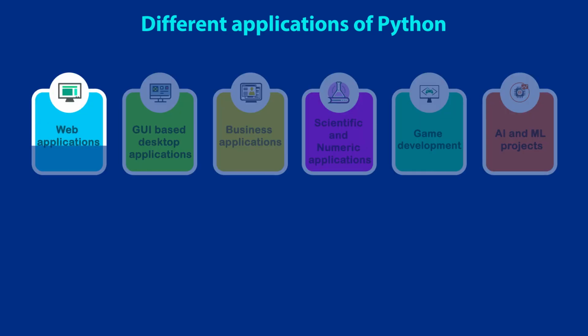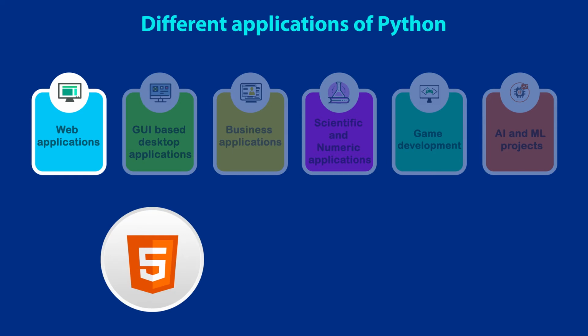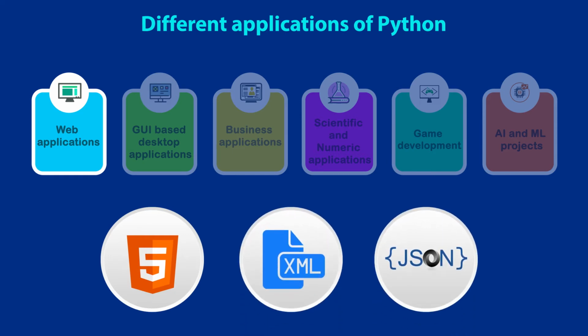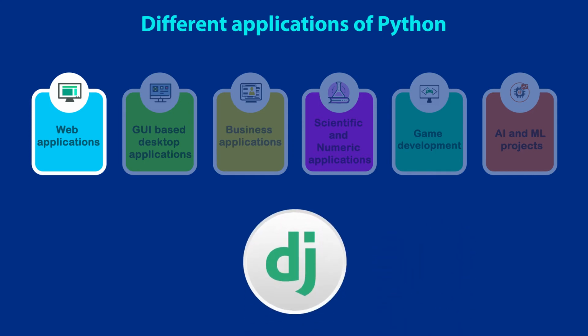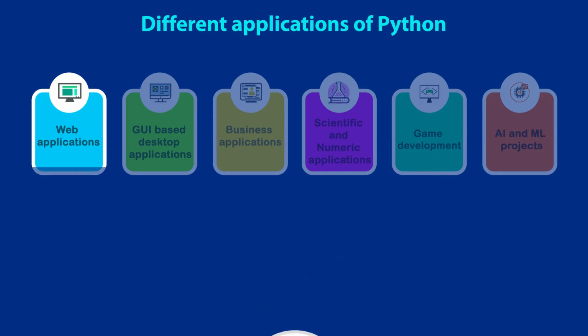The first one is web applications. Python can be used efficiently to develop web applications. It provides some libraries to handle protocols such as HTML and XML, JSON, email processing, etc. Some Python frameworks such as Django can be helpful for the developers to design and develop web applications.